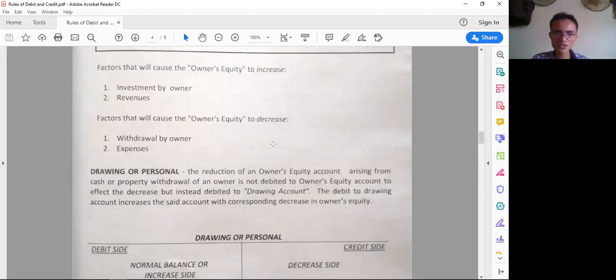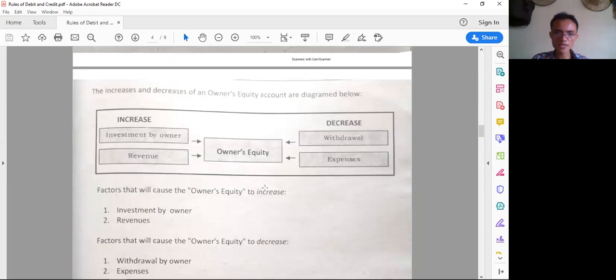Okay, so you have here the illustration. For owner's equity, the investment would increase it. If you say investment, this means that the owner will put money into the business. So in that case, the owner's interest or equity would increase by his investment or her investment.